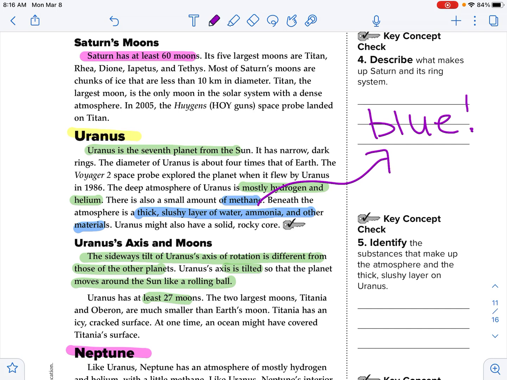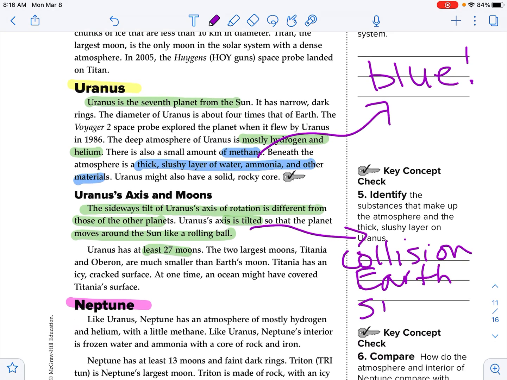Okay, so as far as this rolling on its side, it is thought that a collision with an Earth-sized object is what tipped it on its side.